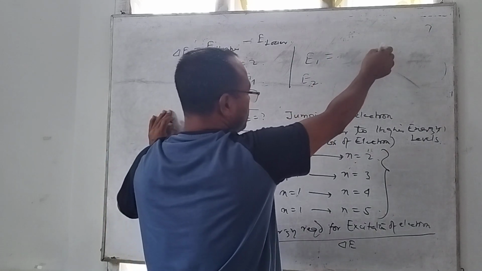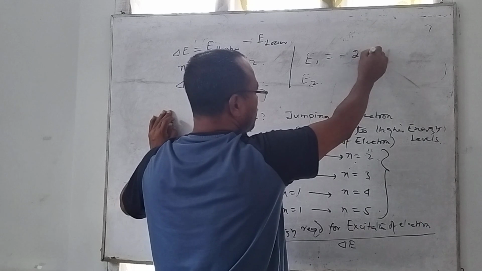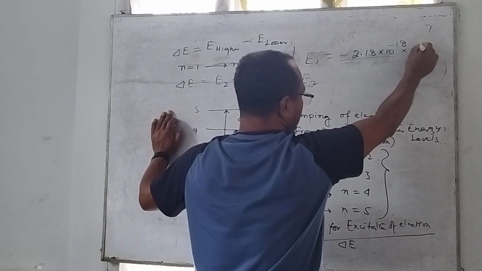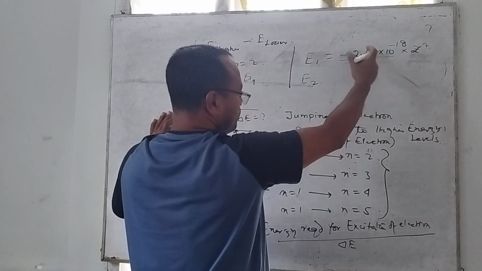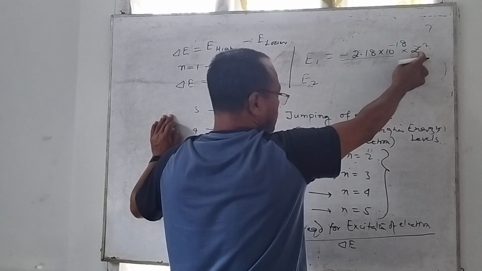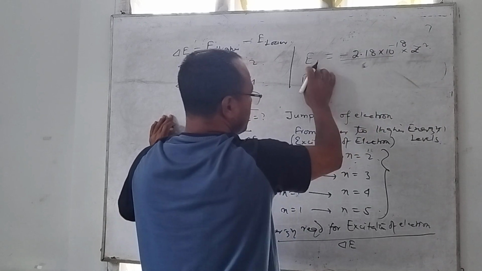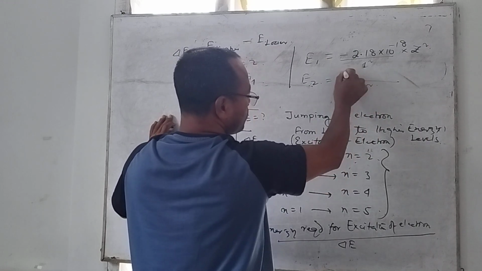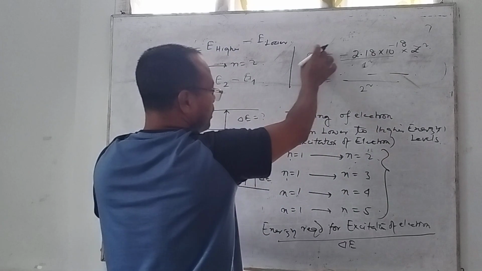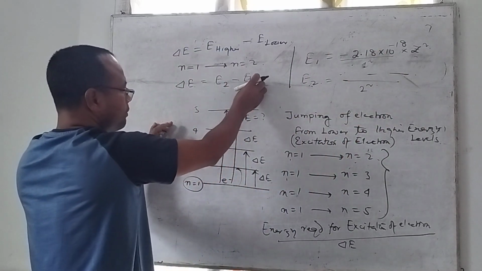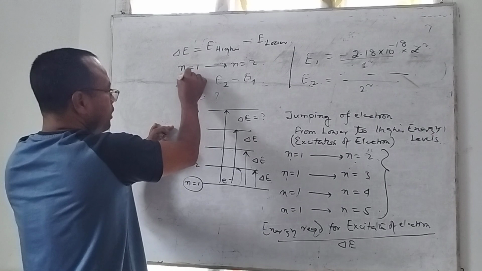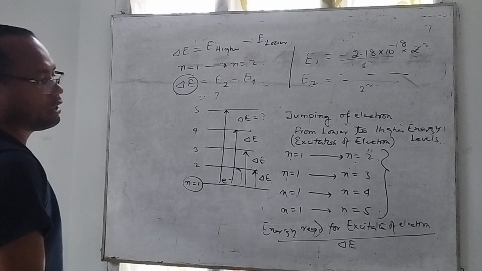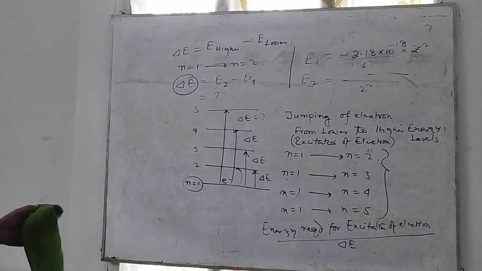If I calculate in joules, we write 2.18 into 10 to the power minus 18, and for different species we have to multiply by Z square, then divide by n square. That is 1 square for E1, and for E2 that will be 2 square. So these things are the same. Then the values found here we can put here, and the answer will be found here. That is the amount of energy required for the excitation from n is equal to 1 to n is equal to 2. That is the simple calculation.